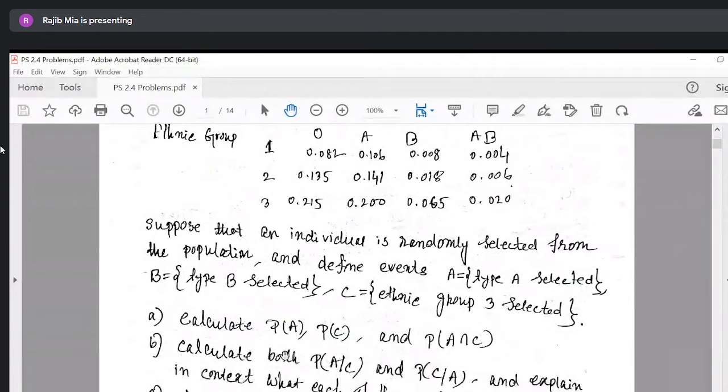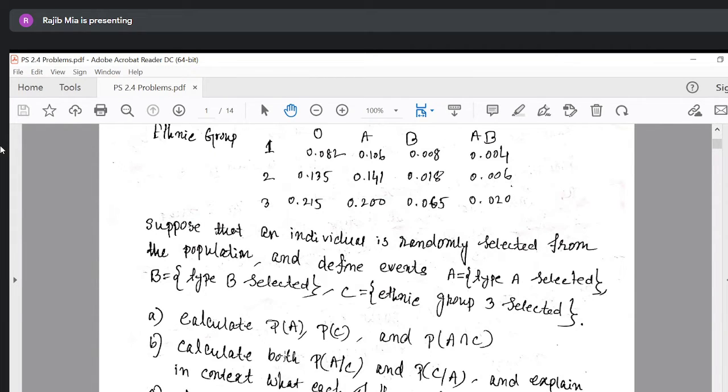Next, part B: calculate both probability of A given C and probability of C given A, and explain in context what each of these probabilities represents. First, you have to calculate probability of A given C and probability of C given A, and then you have to write in words what they represent.